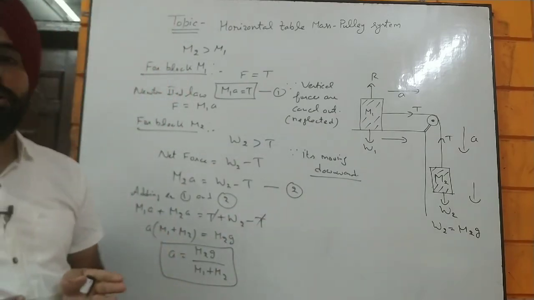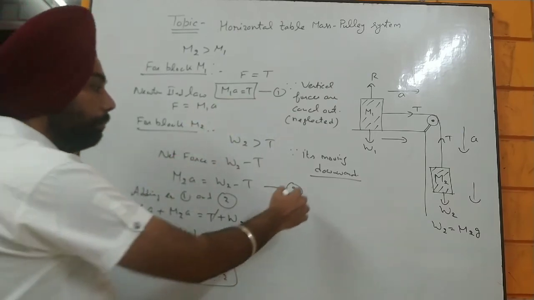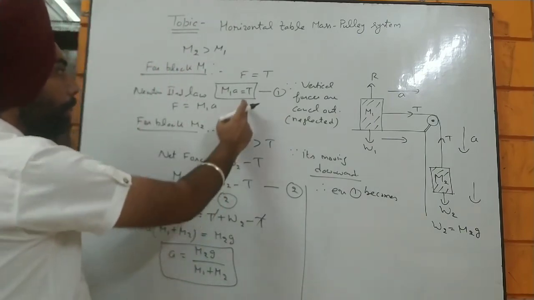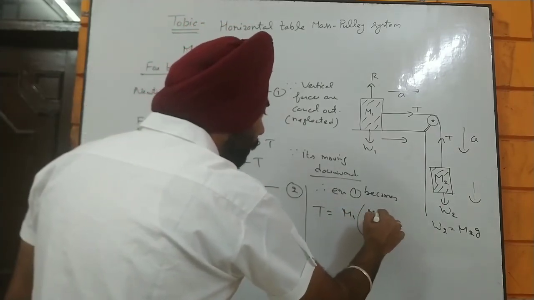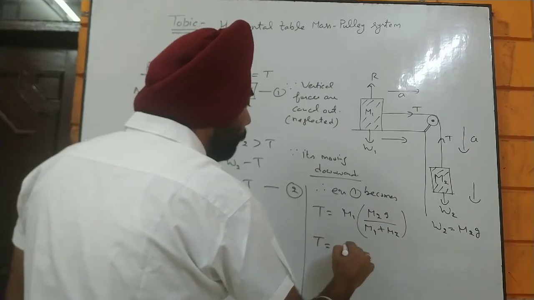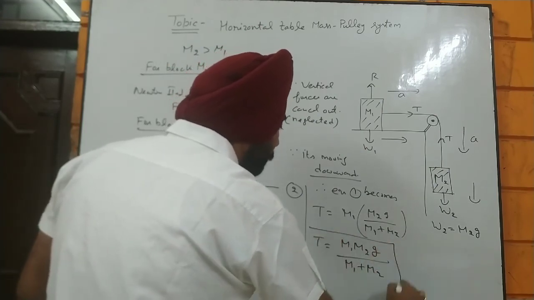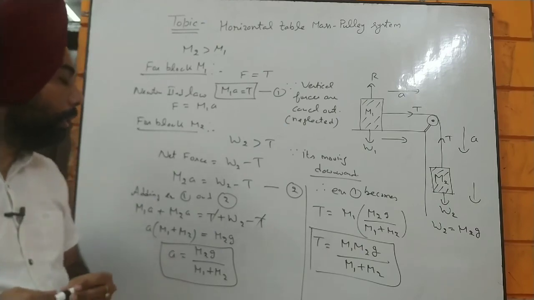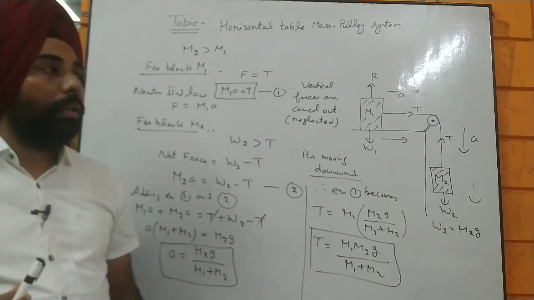Now if you want to calculate the tension, you can put the value of a in equation 1, and then you can easily derive the formula for tension as well. Therefore equation 1 becomes T equal to m1 multiplied by m2g over m1 plus m2, so T is equal to m1m2g upon m1 plus m2. That is the formula for the tension in the string. In any numerical or MCQ, if you want to calculate the acceleration, you can directly use that formula, or if you want to calculate the tension in the string, you can directly use that formula for any system like that.